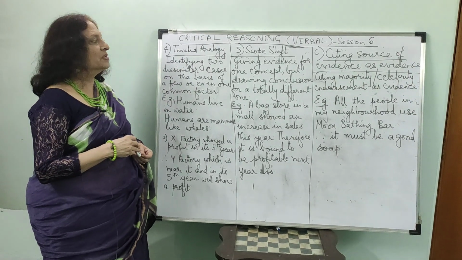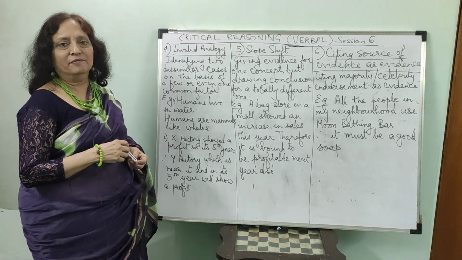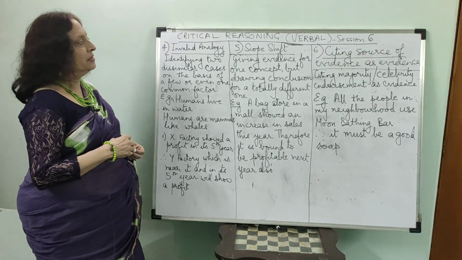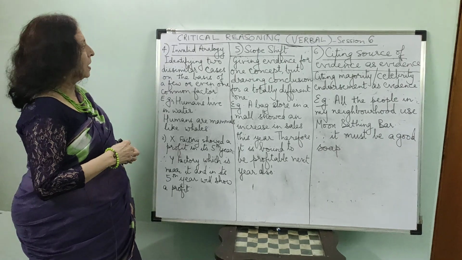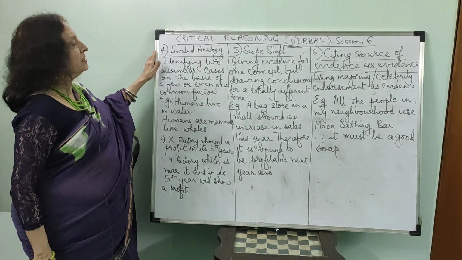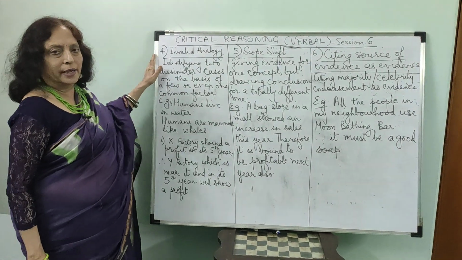Today we'll discuss some of the remaining common fallacies of reasoning in critical reasoning verbal. Our fourth fallacy is called invalid analogy.